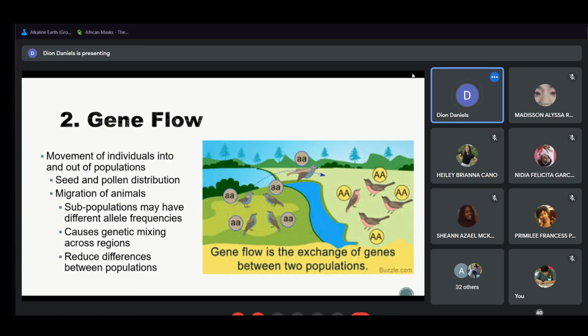Now, this can happen a lot with things like seed and pollen distribution, because seeds and pollen are going to be distributed basically randomly, especially seeds that are distributed by wind. Animals can migrate. So you might have subpopulations that have very different allele frequencies. So for example, this subpopulation has all recessive alleles. This subpopulation has all dominant alleles. If one of these birds goes over to this population, this causes genetic mixing. This adds new alleles into this more dominant population. It reduces differences. So if we have gene flow, it reduces differences between two populations and makes them more similar. So gene flow is the exchange of genes between two populations.